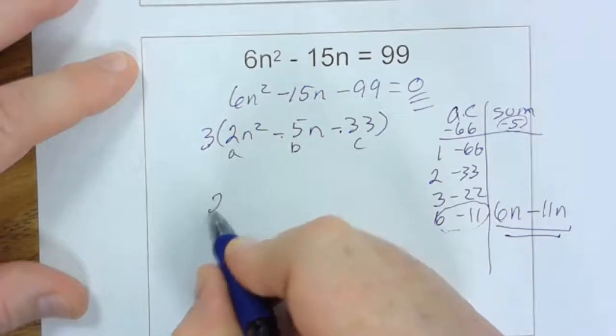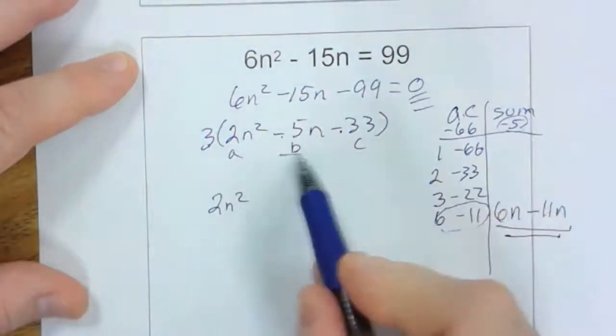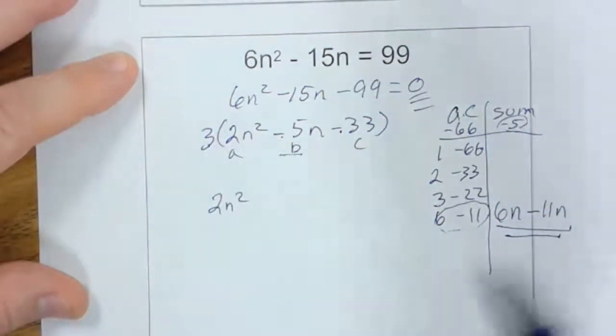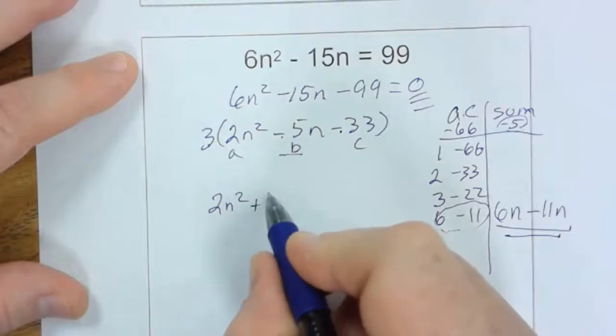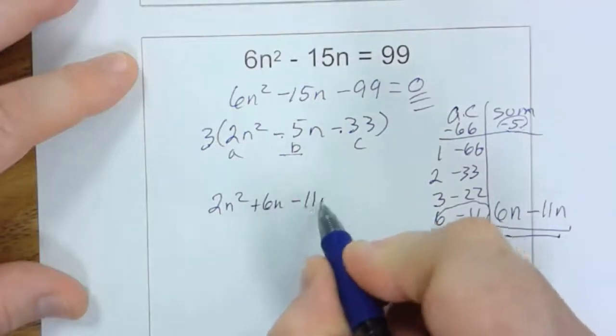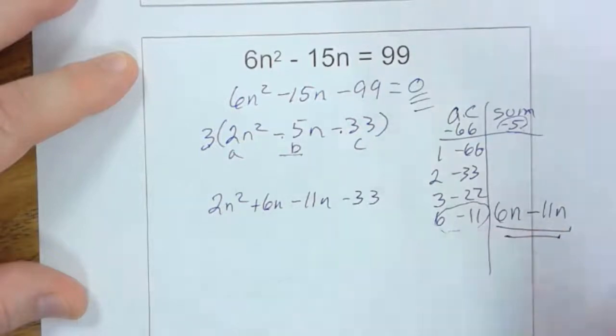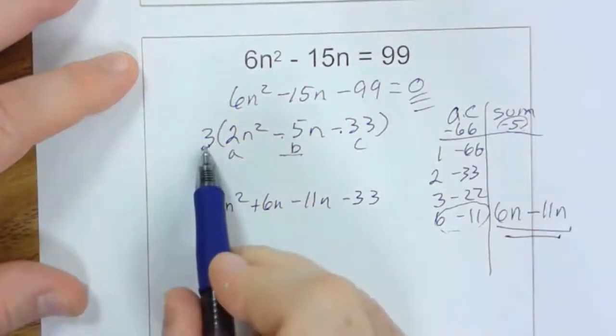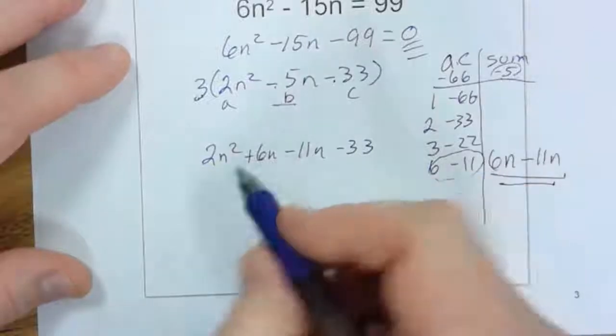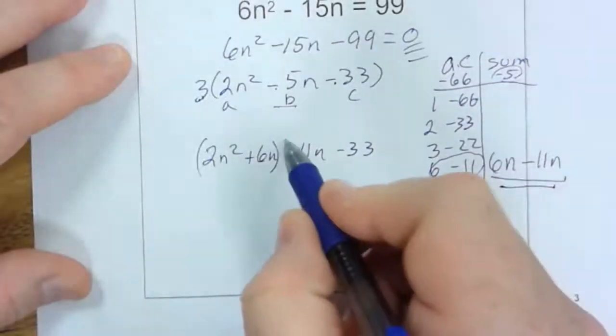Bring your a down, 2n squared, and substitute this with the 6n minus 11n. So plus 6n minus 11n. And then bring down the c term of negative 33. This 3, just can't forget to bring that down at the very end. Now continue to solve by factoring by grouping.